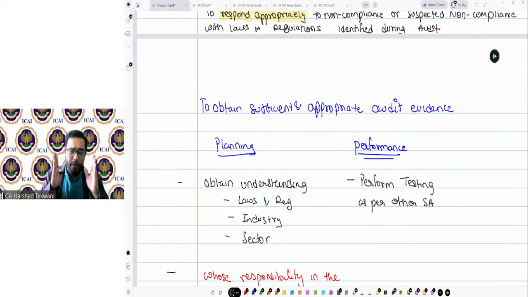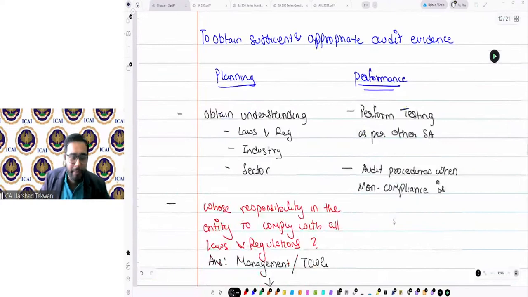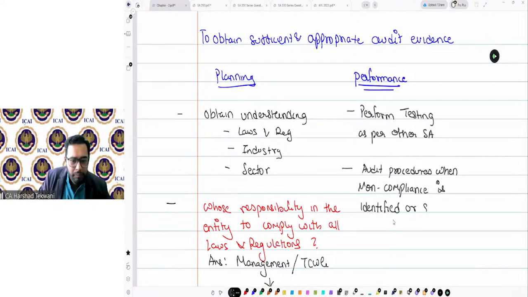As of now, I will restrict performance here, because in other SAs I also bring this example again, about how we test when it comes to laws and regulations. But the second part, which is very important with respect to the performance, is what to do when you identify non-compliance. Audit procedures when non-compliance is identified or suspected. If you identify or suspect any non-compliance, what will you do?